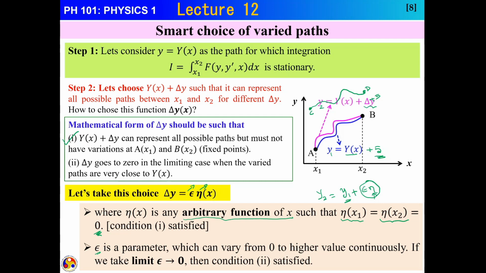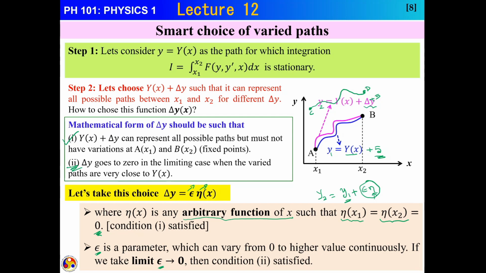Similarly, psi is another parameter which I can vary from a small value to a large value to produce all possible curves of the paths that I can consider. But delta y going to 0 means that psi eventually tends to 0 to satisfy condition number 2 here.